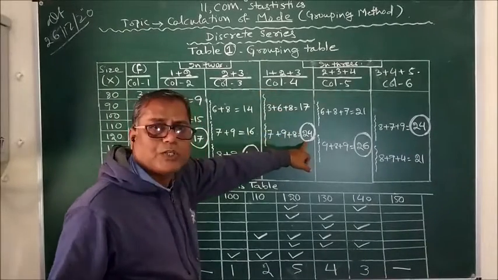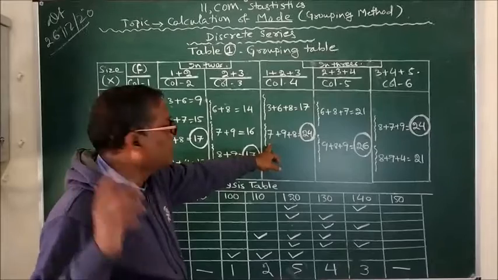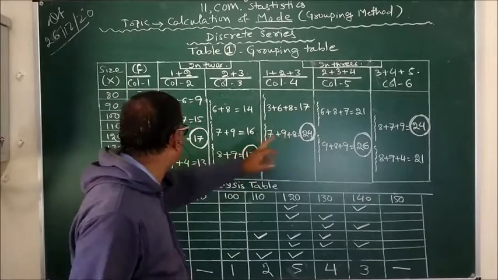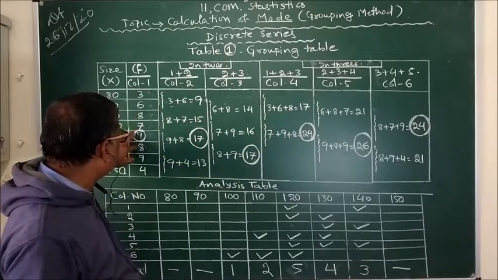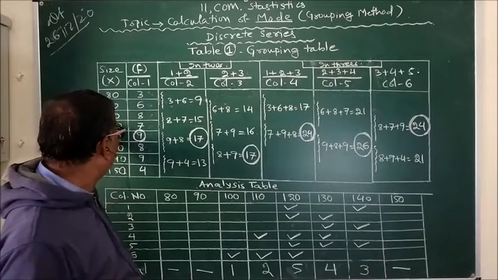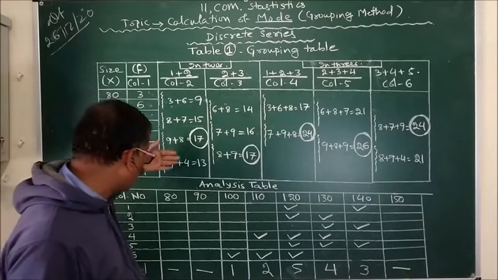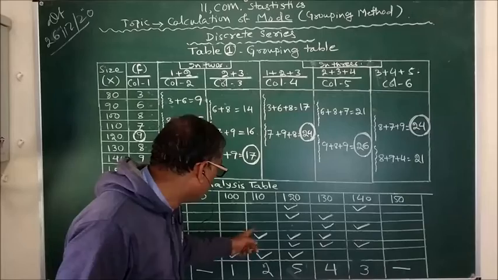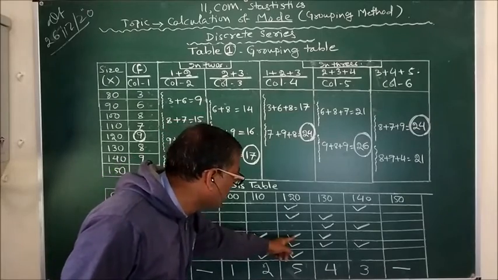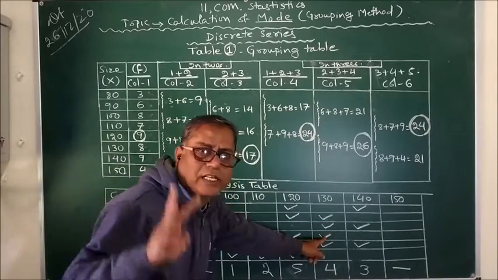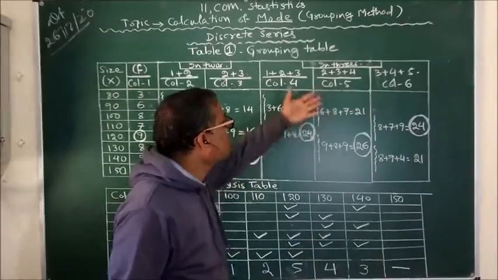Then come to the fourth column, that is 1 plus 2 plus 3 column. Here the maximum value is 24 and the respective frequencies are 7, 9 and 8. You see, 7, 9 and 8. Their respective values are 110, 120, 130. That's why in the fourth row, 110, 120, 130, 3 ticks I put.